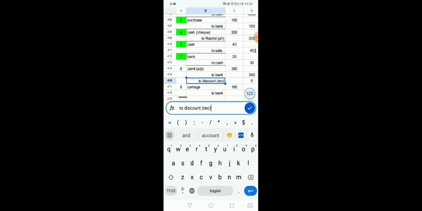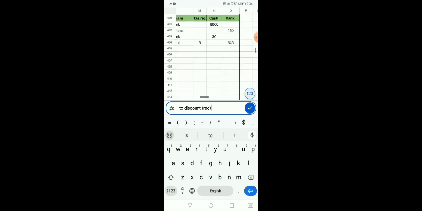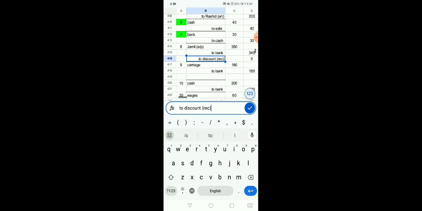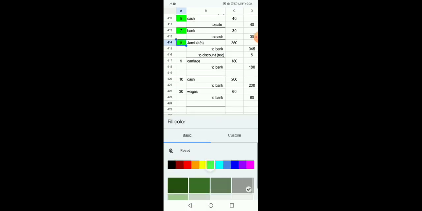8th entry, there were 2 elements, bank and discount, 345 and 5. Both elements have been posted. It means 8th entry is completed. Mark it as it has been done. Next entry is 9th entry, where there are 2 elements, but only 1 element would be posted in cash book. That's bank. Bank is credited by 180.